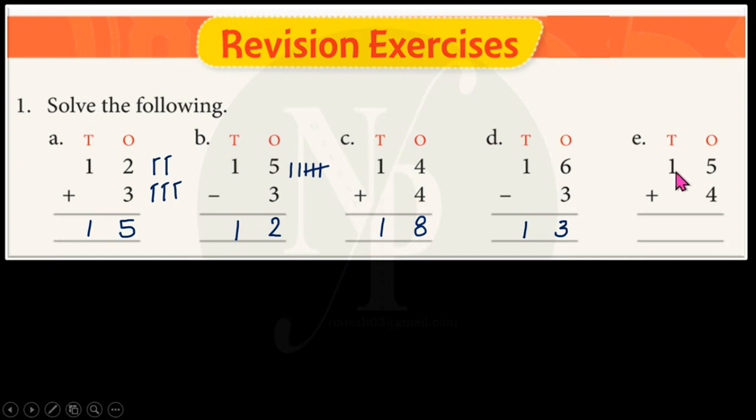E. We have to add 4 to 15. We have a plus sign here. 15 plus 4. So we begin addition from ones place here. So we add the digits 5 and 4. 5 plus 4 is 9. Or when you add 4 to 5, you get 9 as sum. Here we add 1 and 0. 1 plus 0 is 1. Therefore 19 is the sum of 15 and 4. Now let us move to the next question.